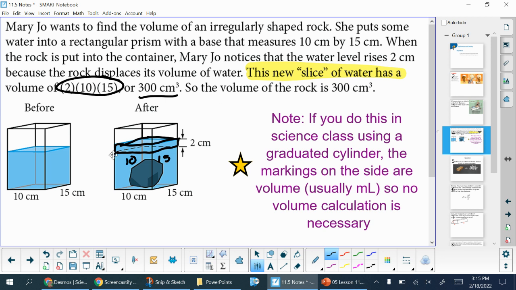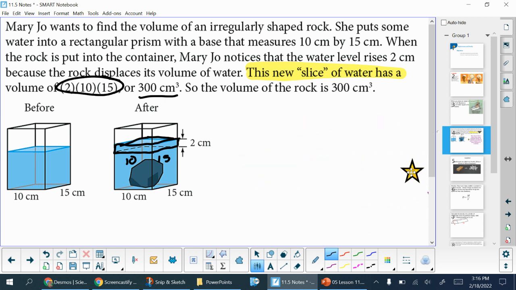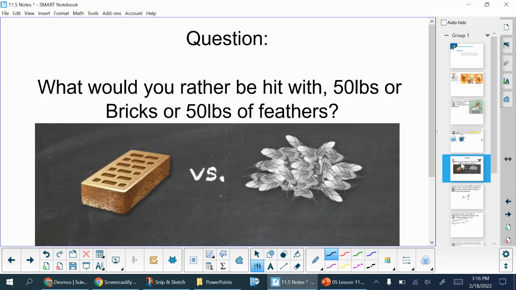And so, you'd be able to see, okay, the volume of water went from 700 milliliters up to 1,000 milliliters. And so it increased by 300 milliliters. And you'd know, well, 300 milliliters of water is the same as 300 cubic centimeters. And so that's the volume of the rock. So in a science class, obviously we don't do those volume calculations. This is a math class and we're learning about volume. So we're doing the volume calculations. They'll be simple. They'll either be rectangular prisms or cylinders. Okay.